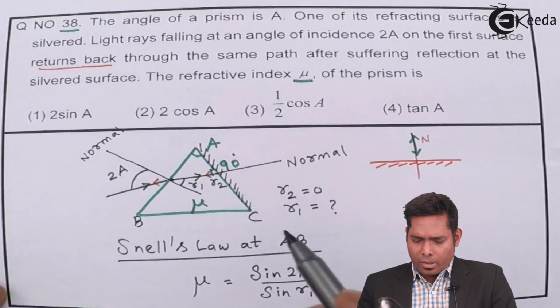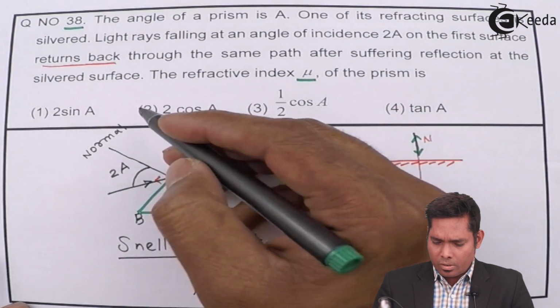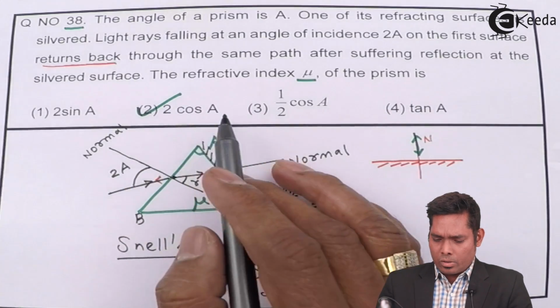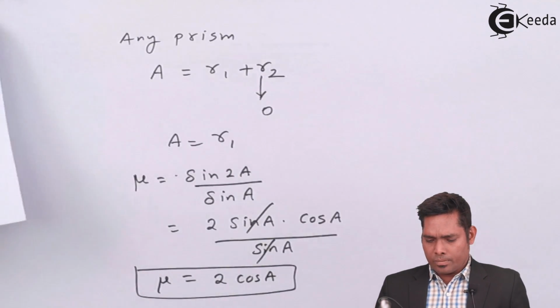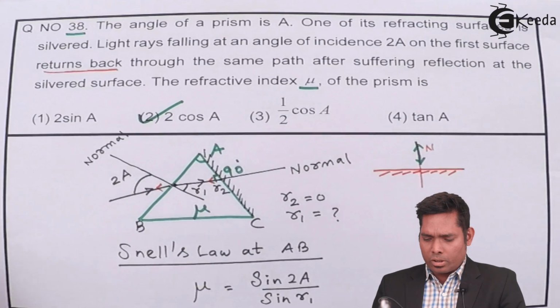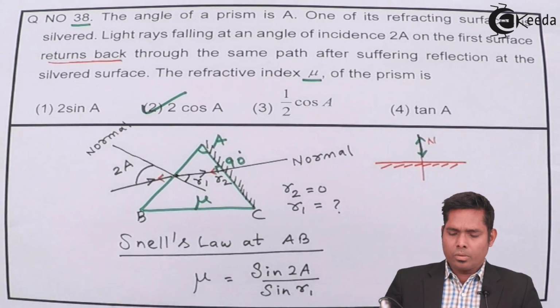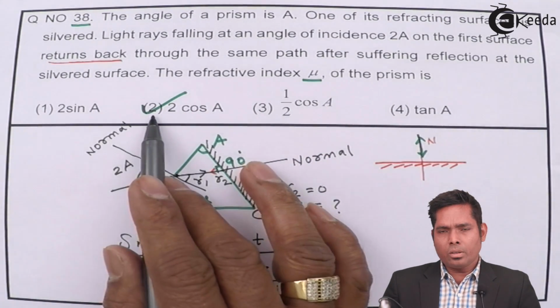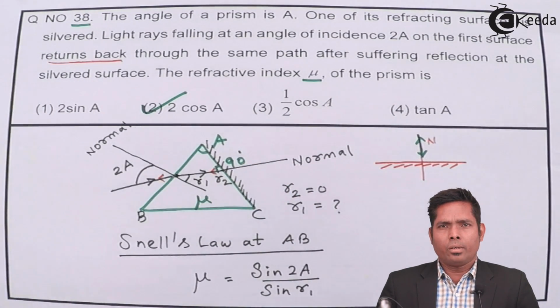2 cos A. Here also we are getting 2 cos A. So the answer to this question is option number 2. Okay, thank you.